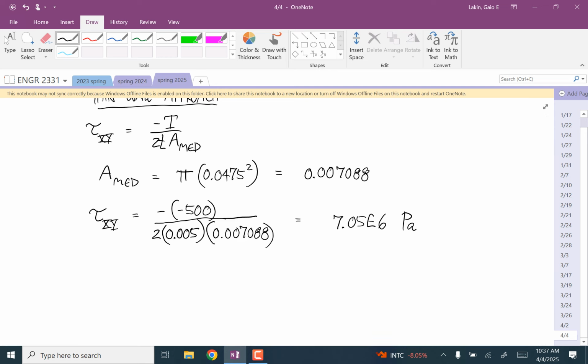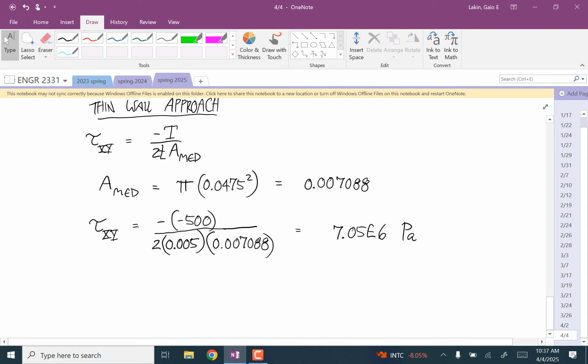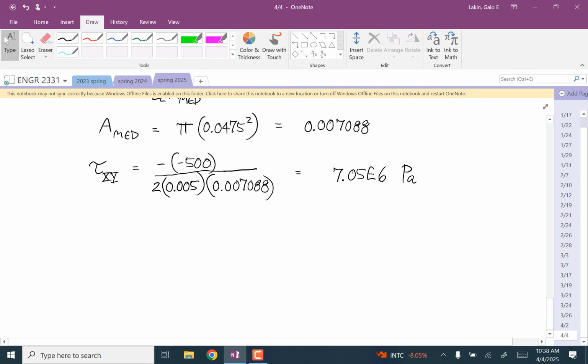Now, if there were other types of internal loads going on, before you can add the stress tensors, you need them all to be in the same coordinate system. So now let's do it one time for the 7.05 times 10 to the 6, but express this in the coordinate system that we want to use. So we'd be going from this coordinate system to this coordinate system.